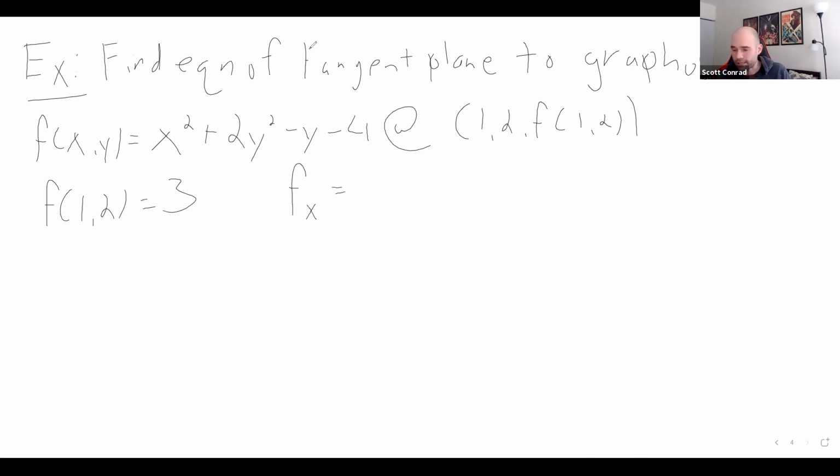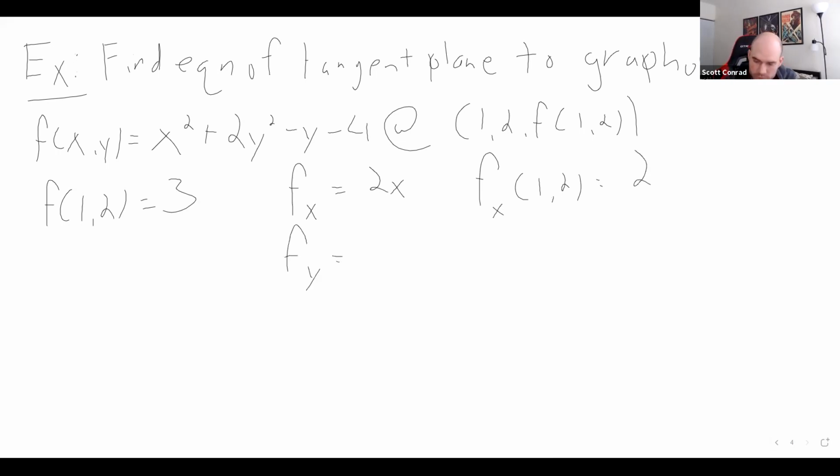So when we take the partial with respect to x, not plugging in a point yet, remember, we treat y as a constant and differentiate with respect to x. What do we get? We just get 2x. Let me plug in now: x equals 1, y equals 2. And we get 2 in that case.